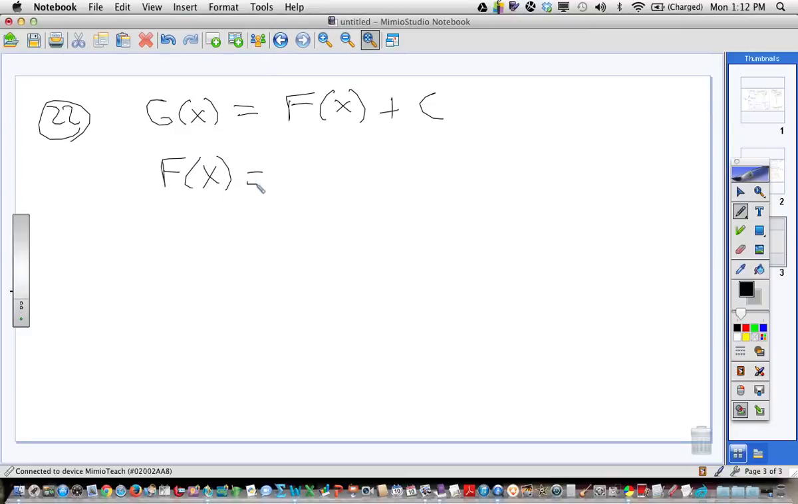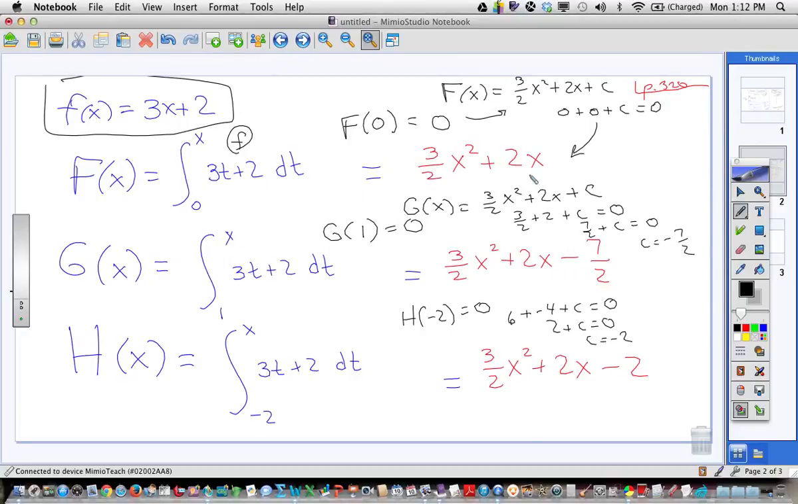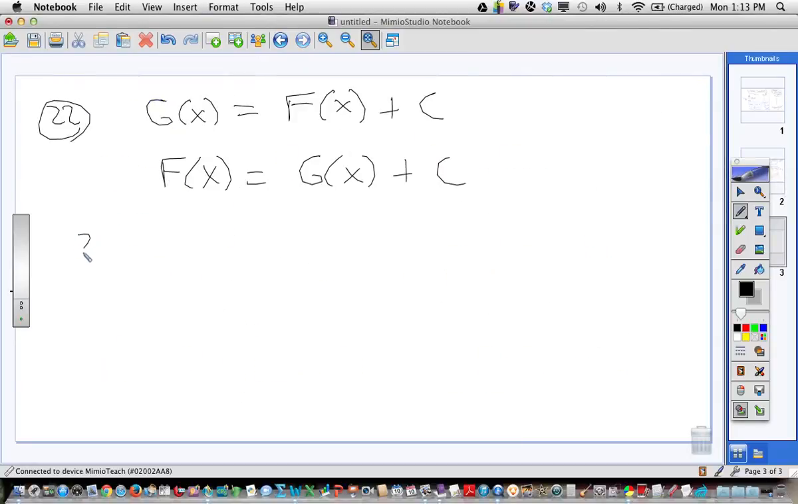I said, what if it would be this way? Because they just as easily could have given you this question, right? So now this one is G plus what makes F? Well, G plus what would make F? Well, you'd have to get something to cancel this out. So it would be a positive 7/2 that would make that. Okay?